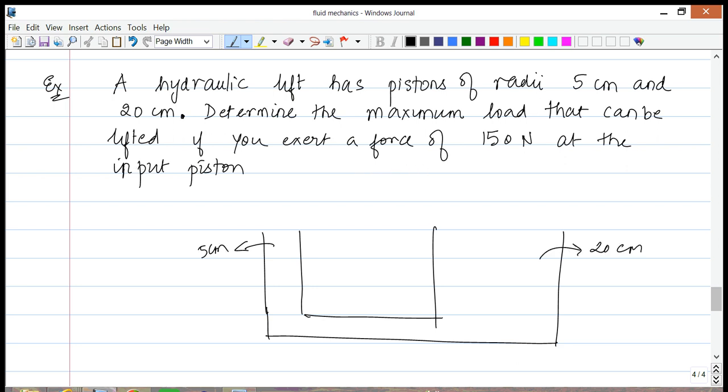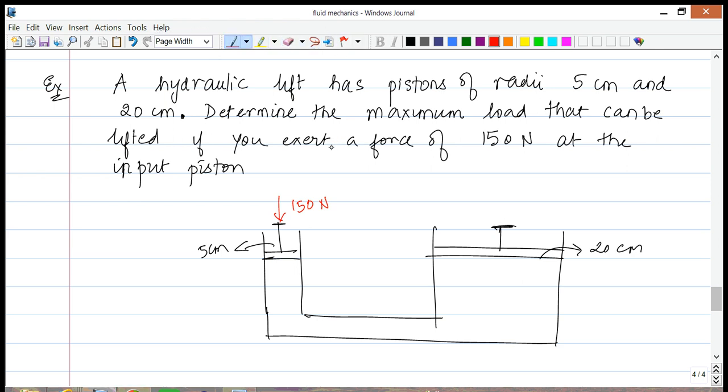Okay, and it says what is the maximum load that can be lifted if you exert a force of 150 newtons at the input piston. Now, you have to understand here that the input piston is always the piston with the smaller radius. So that is why we are exerting a force of 150 newtons on this side. I'm going to ask how much are we going to get out of the other side. So this is our input piston, this is the other piston.